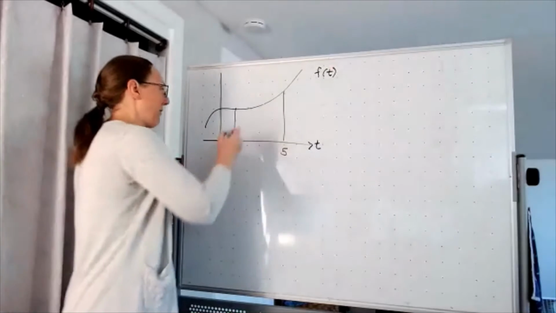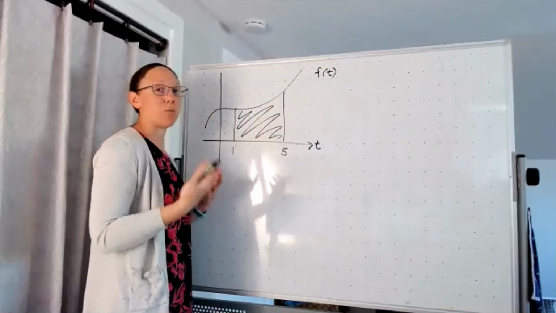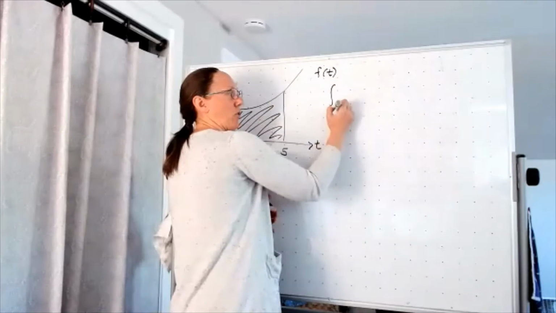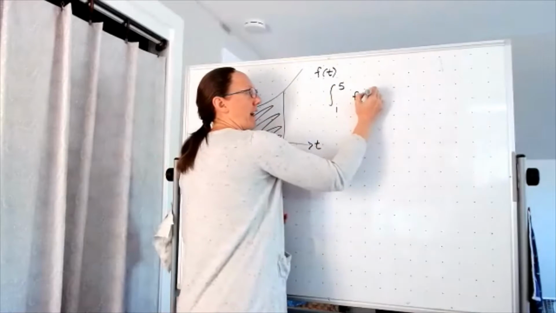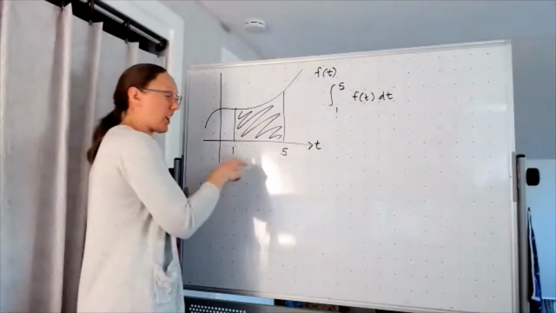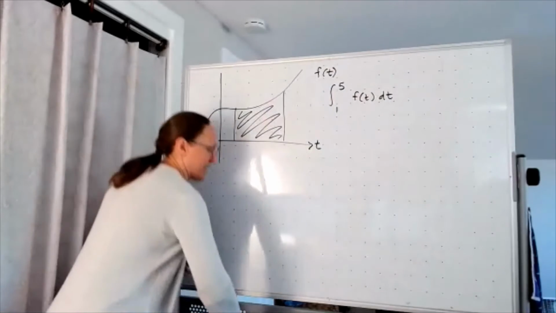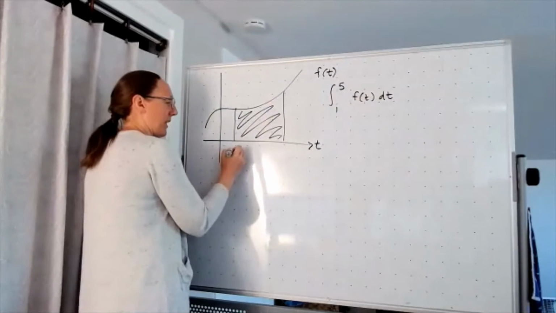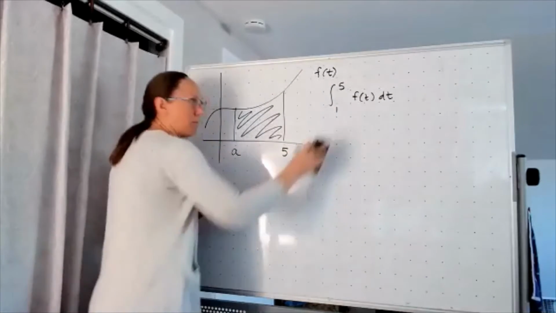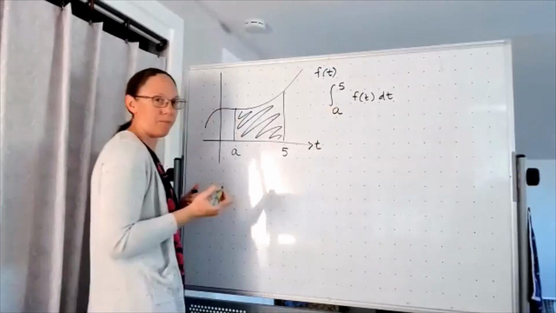So if I found the area of this shaded region and I wanted to write that as a definite integral, then this would look like the definite integral from 1 to 5 of f of t dt. And if I changed this from a 1 and I called that a, saying that I was going from a to 5, then this wouldn't be a 1 down here anymore.